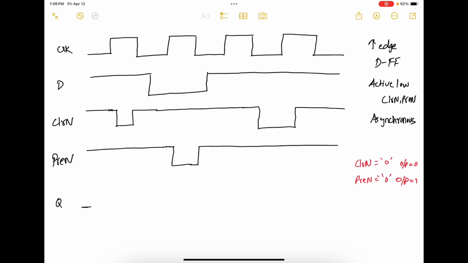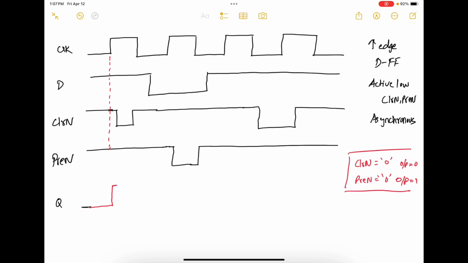Okay, now let's look at the first rising edge of the clock. At the first rising edge of the clock, D is 1. However, ClrN and PreN are 1 and 1, which means that they are not activated. Therefore, your output is going to follow D. It's going to be 1 here. It stays 1 for a very short amount of time.